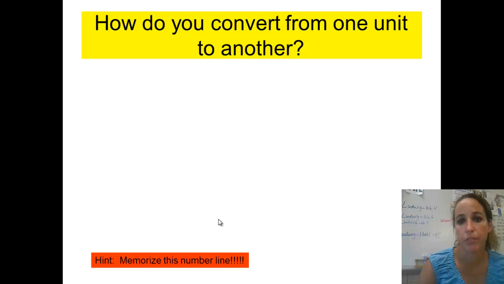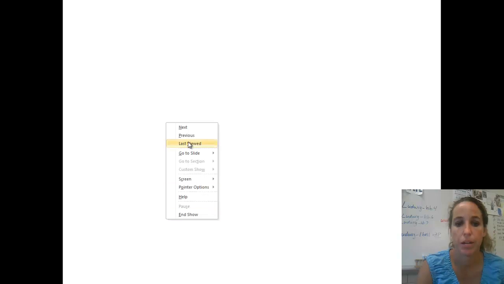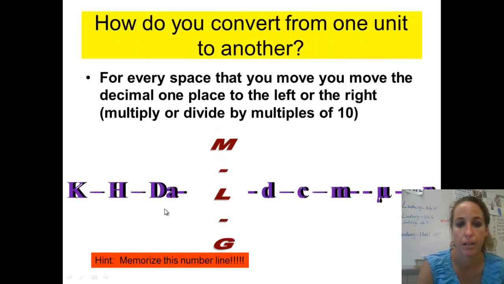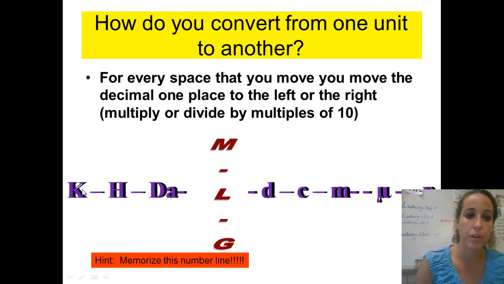So how do we convert from one unit to another? Really what we're doing is multiplying and dividing by multiples of 10, depending on how many places we're moving. It's really easy if you use this number line. I would highly, highly, highly recommend that you memorize the number line. For every space that you move, so if we're going from kilo to deca, we're moving 2 spaces. We're moving to the right, so we would move our decimal point 2 places to the right, or we would multiply by 100. So whichever way is easier for you. I sometimes find the number line the easiest.